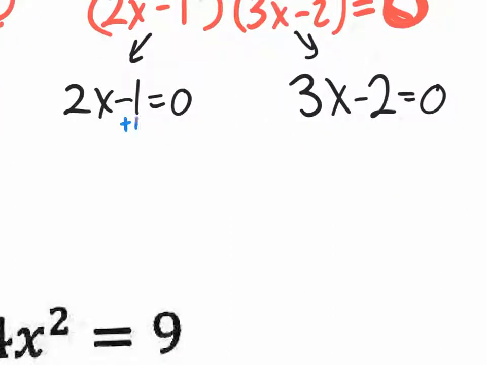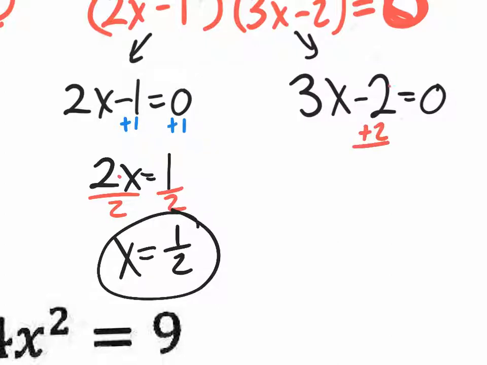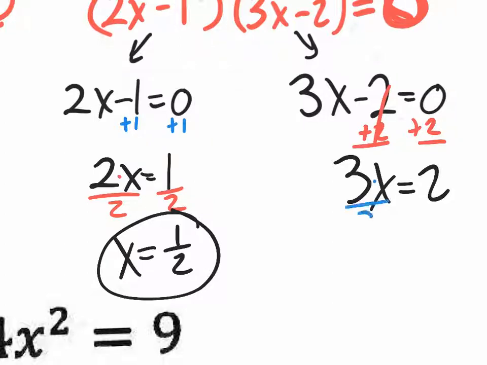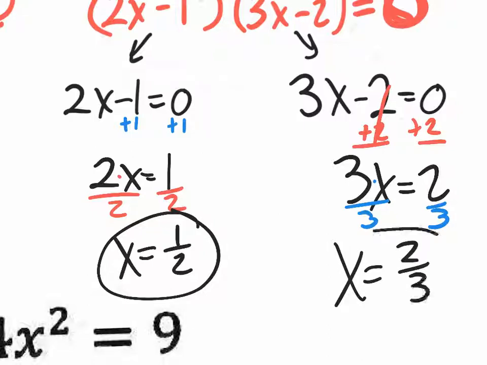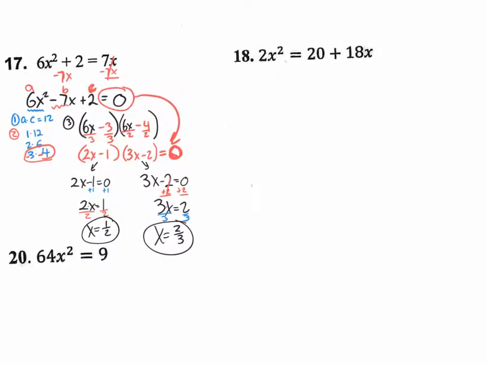So if you add 1, we'll get 2x equals 1. Final step would be to divide by 2. So x equals 1/2. That is one answer. On the other one, let's add 2. We end up with 3x equals 2. Final step would be to divide by 3. So x equals 2/3. Those are your two answers for that one question. That was number 17. Jumping to number 18.